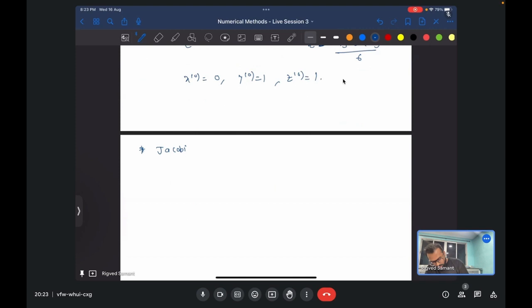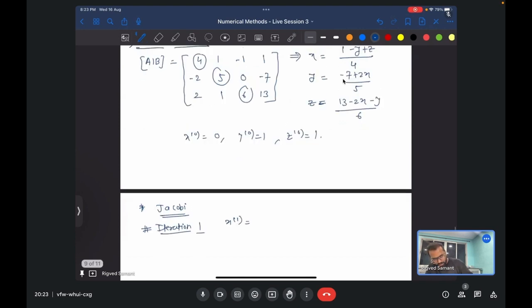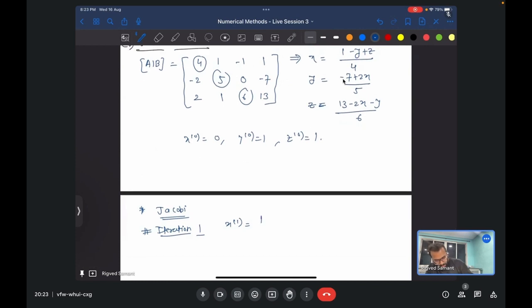So, Jacobi method, iteration 1. Iteration 1 for this. So x1 is 1 minus y naught, z naught is 1, divided by 4. This is 0.25.